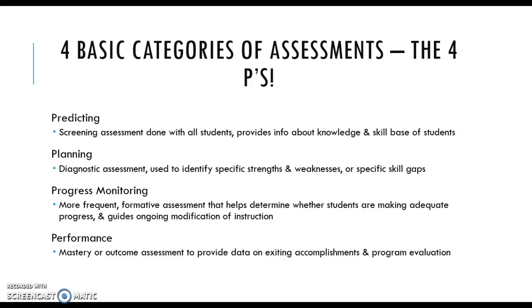That could be skill gaps within groups of our class, or it might be just certain individuals that we find. Predicting is one we maybe do at the beginning of the school year. Sometimes we do them 3 times a year. We call them benchmarks: beginning, mid, and end. Planning is something we do more ongoing, and a lot of times they can be formal and informal. So it's really helping us decide where we are going next.